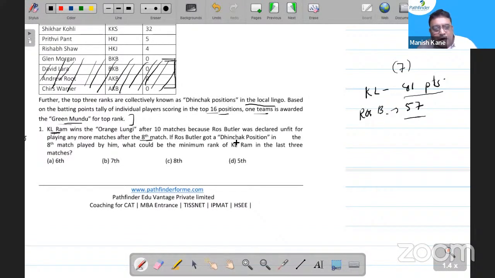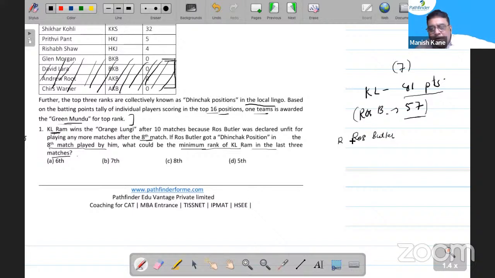If Ross Butler got a Dhinchak position in the 8th match played by him, what could be the minimum rank of KL Ram in the last 3 matches? All right. What could be the minimum rank of KL Ram in last 3 matches? Now see, the first thing you've got to recognize is if KL Ram has to win the orange lungi, let me see how much Ross Butler can score after the 8th match.